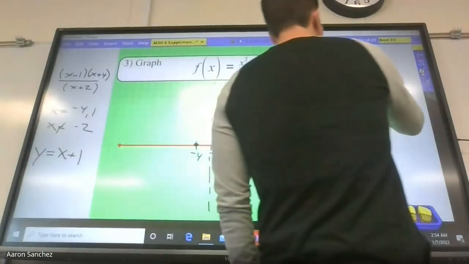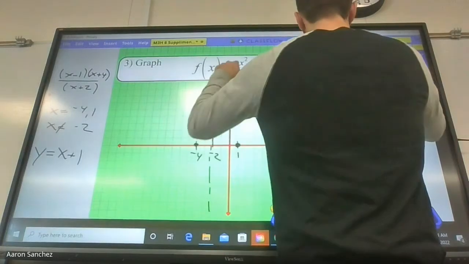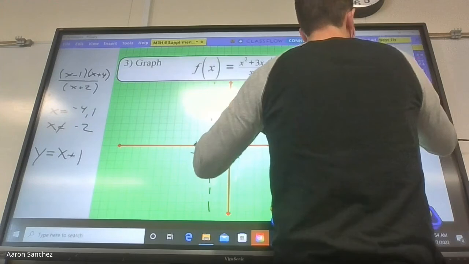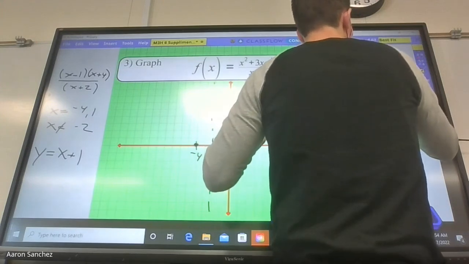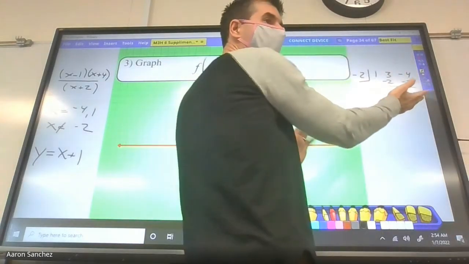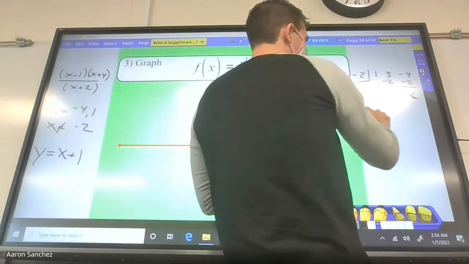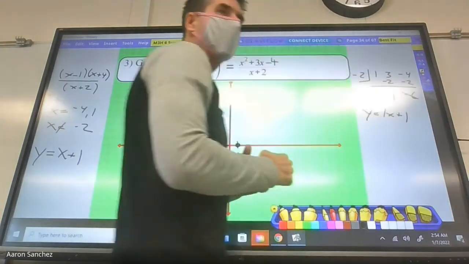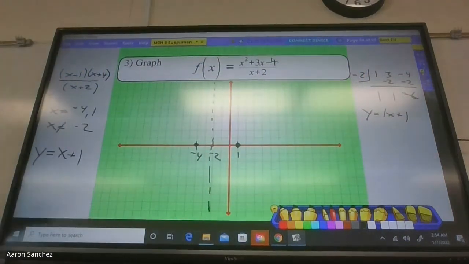We do -2 divided by 1, 3, -4. We go 1, -2, 1, -2, and -6. That's our remainder. We can ignore the remainder. And this becomes 1x plus 1, right? Is that too fast for anyone? Let me know if it's too fast. I did that very fast.